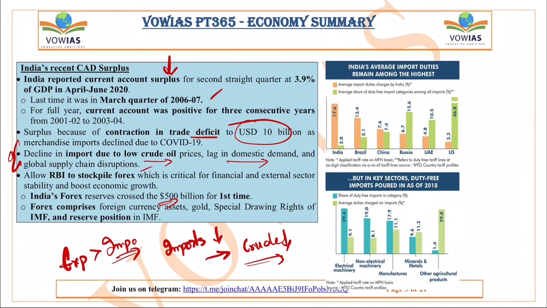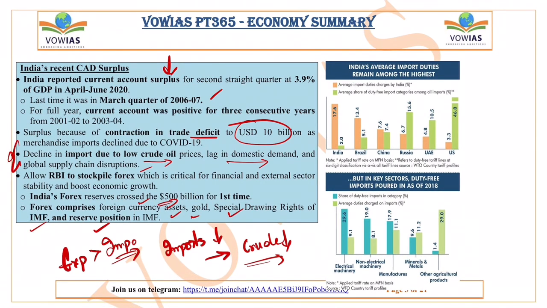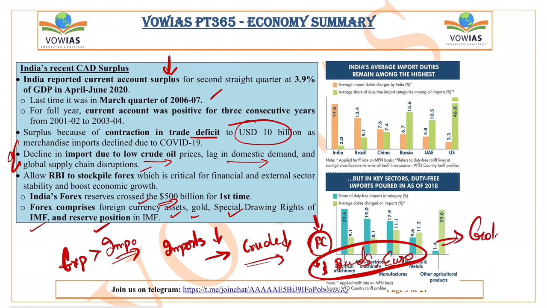Okay? And forex actually comprises of a lot of things. Forex comprises of the foreign currency asset, gold, special drawing rights of the IMF and reserve tranche position. Okay, so all these comprise of the forex reserve. And among all these forms, the maximum forex reserve is stored in the foreign currency like dollars or pounds. Okay? Dollars or pounds or euro. In these currencies it is stored. After this, the next highest form you can say it is gold. Because gold is not seen as something which depreciates fastly. So that's why it is stored in the form of gold.